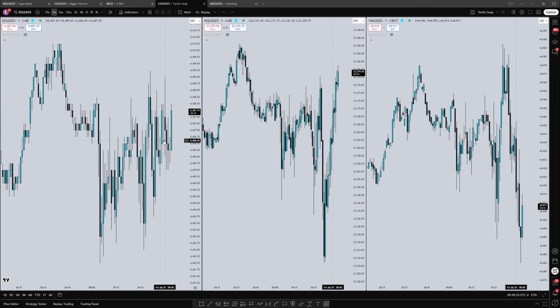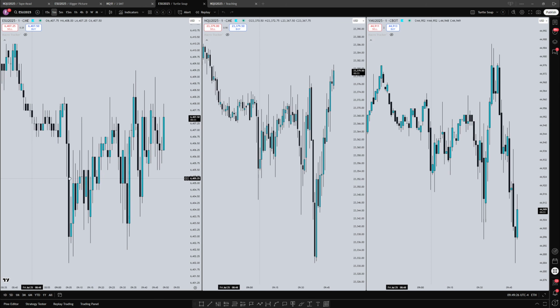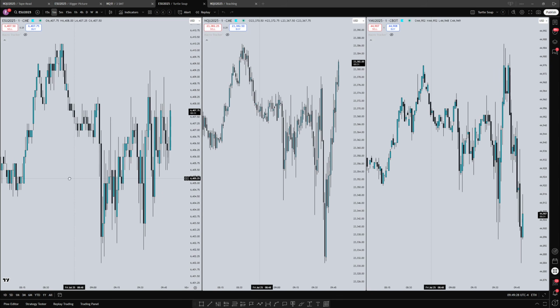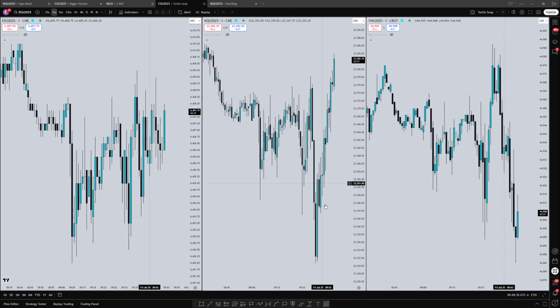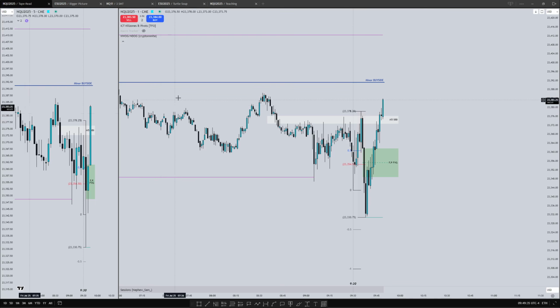Ew, what the heck is this ES price action? My goodness. Yeah, decoupling too. Yeah, consolidation, trade up, trade down. Check DXY.